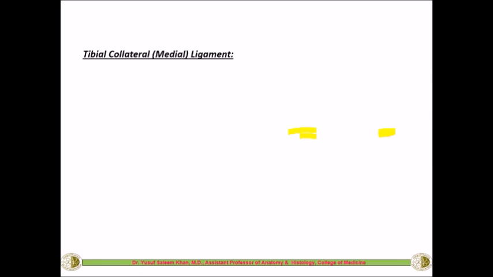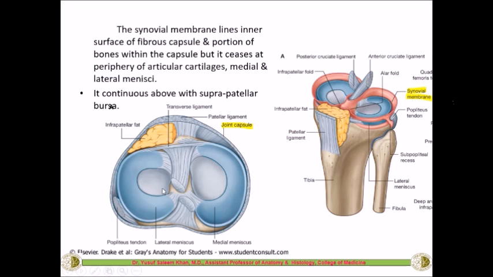Coming to the tibial collateral, here you can see this is the fibrous capsule covering the whole of the knee joint, and in the front we have the patellar ligament, and inside will be lined by the synovial membrane except at the articular cartilage. So till here it will come, and above this here will be the articular cartilage itself. So it will not be on the articular cartilage.